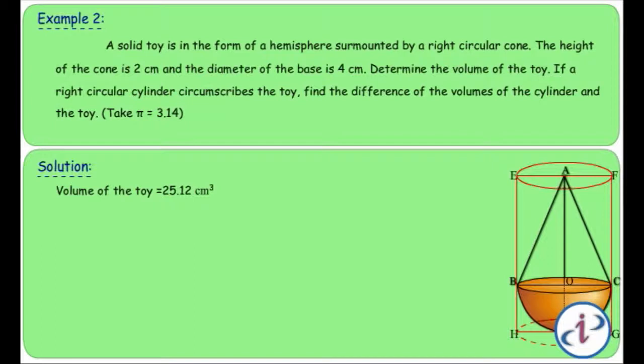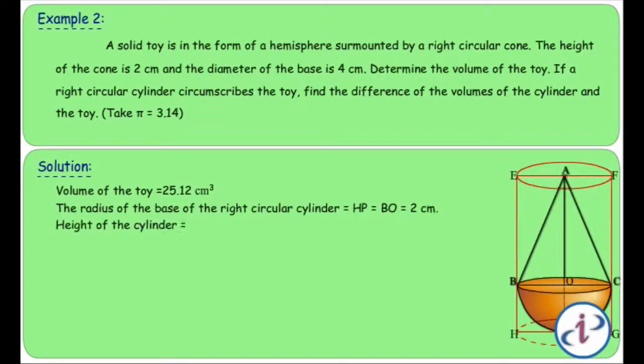Now, let the right circular cylinder EFGH circumscribe the given solid. The radius of the base of the right circular cylinder is equal to HP is equal to BO is equal to 2 centimeters.